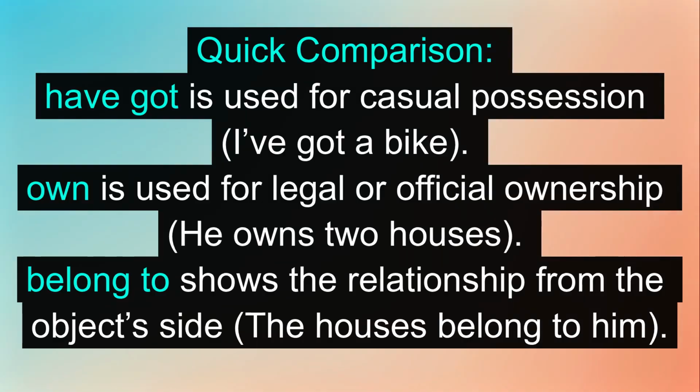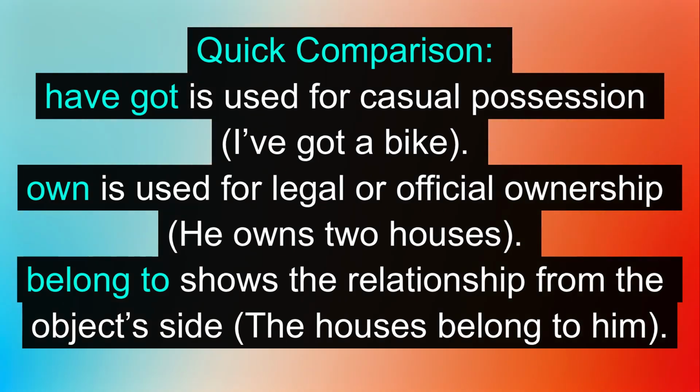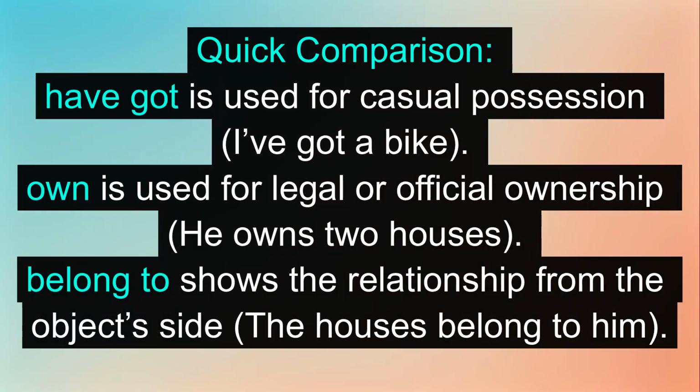Quick comparison. Have got is used for casual possession. I've got a bike. Own is used for legal or official ownership. He owns 2 houses. Belong to shows the relationship from the object's side. The houses belong to him.